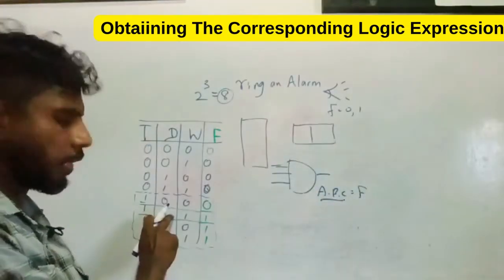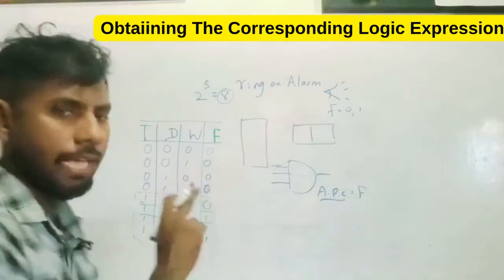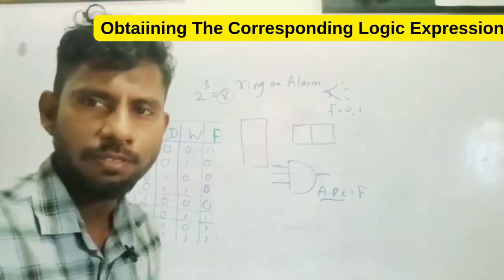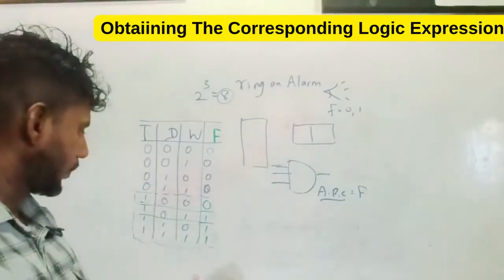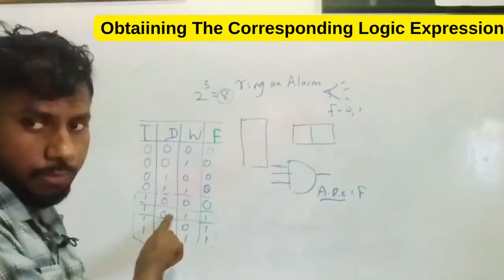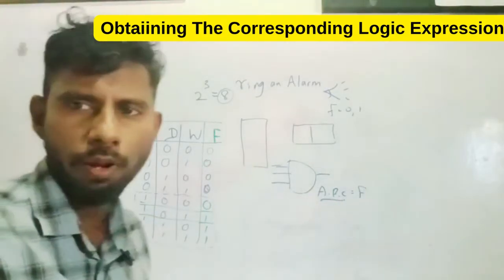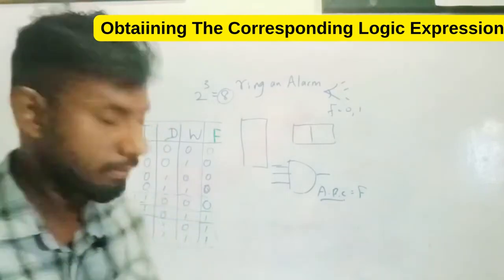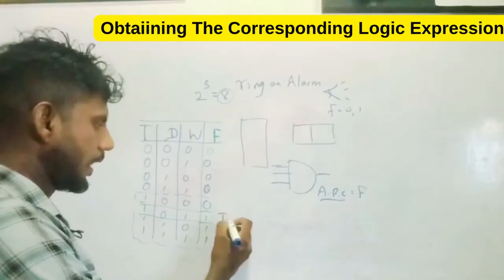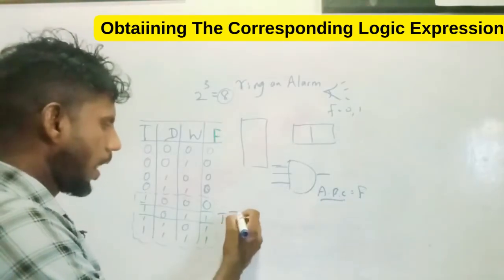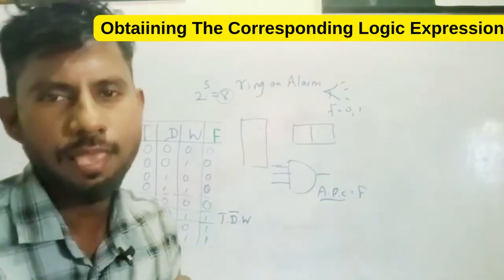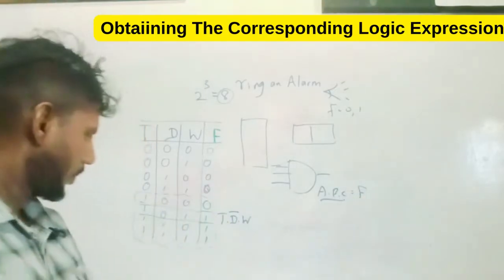So 1 into 0 into 1 has to be 1, but once you multiply 1 into 0, that's 0, right? Then how do you make it 1? If here we have a bar value, so now we have 1 here, 1 into 1 into 1, that's 1. So basically, I'm going to make it bar: T dot D bar dot W. It's 1. In the very same way, I'm going to do it for the others.